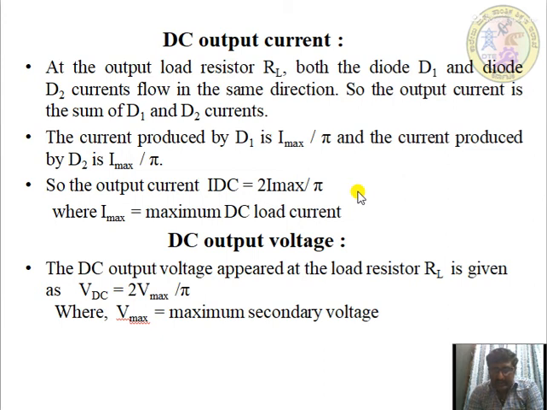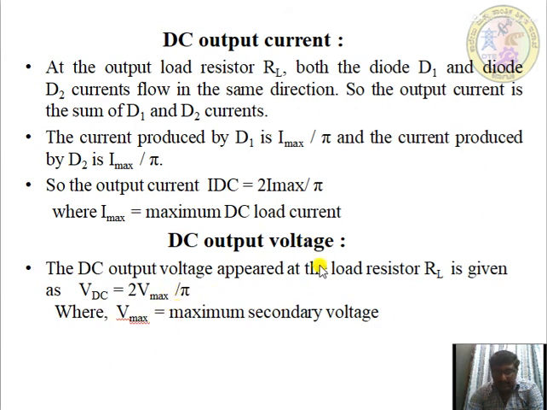So the IDC is equal to 2 Imax by pi, where Imax is the maximum DC load current. The formula for the DC output current is IDC equals 2 Imax by pi, and the DC output voltage is VDC equals 2 Vmax by pi. So the DC output current is 2 Imax by pi, and the DC output voltage is 2 Vmax by pi.